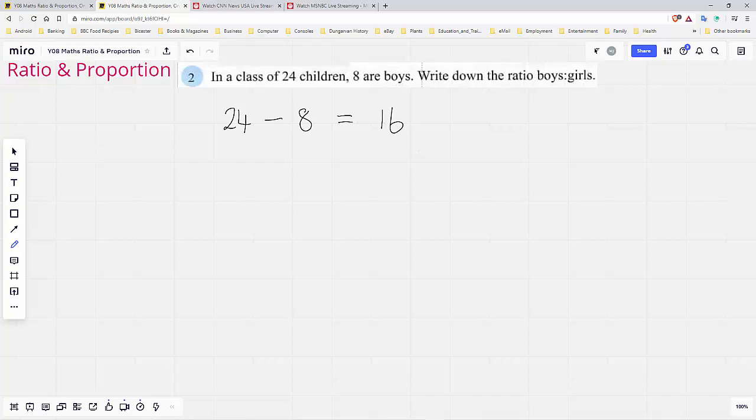Now the ratio is going to be boys to girls. So we'll write down the boys first, 8, and girls 16. So that in our simplified form is the ratio of boys to girls.